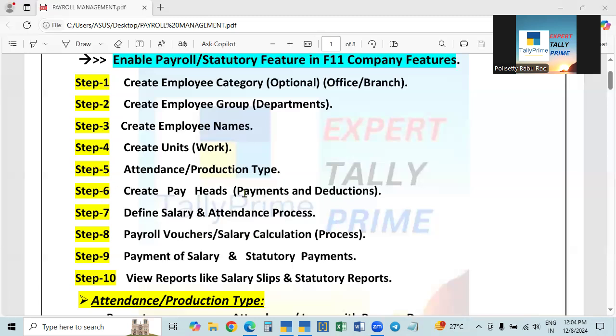Then create payheads. In these payheads, one is earnings to the employees. There are 3 types of payheads. One is earning payheads, amounts payable by the employer to the employees. And then deduction payheads. There are 2 types of deduction payheads. One is general deductions and the other is statutory deductions. So we have completed general deductions.